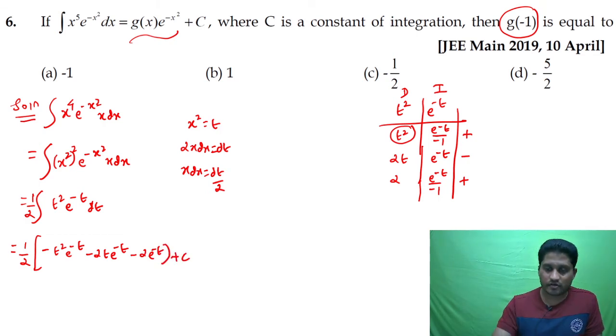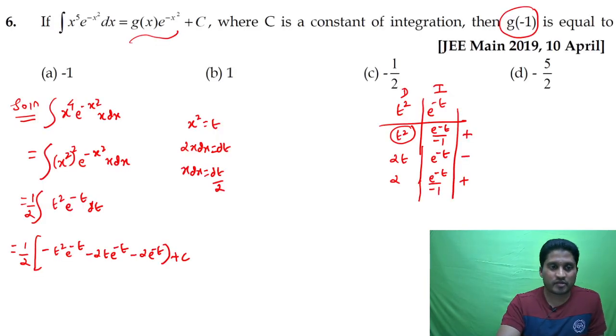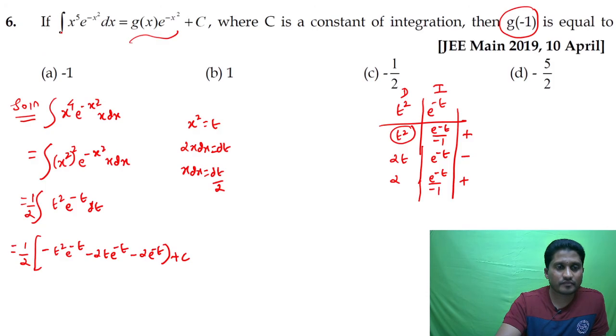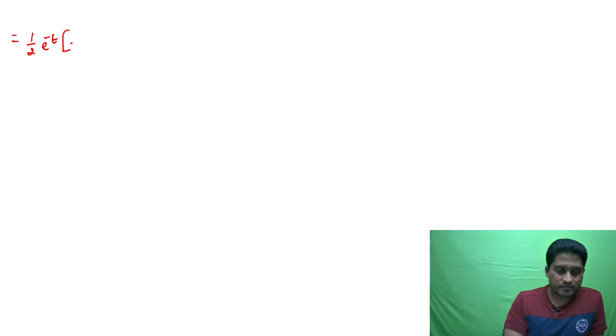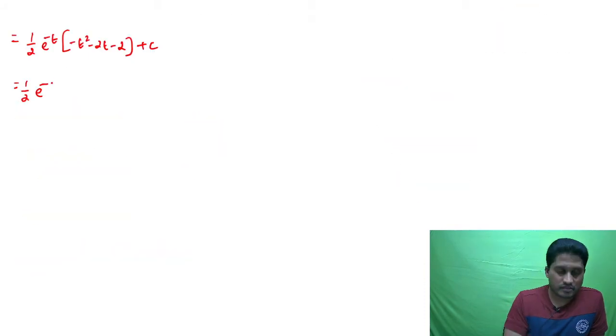Take e power minus t common, guys. I can take minus common as well. So 1 by 2 into e power minus t common, minus e power minus t common. Left out is t square plus 2t plus 2, and then plus c. Substitute the value of t. T value is x square. So this is e to the power of minus x square, x to the power of 4 plus x square plus 2, and plus c.